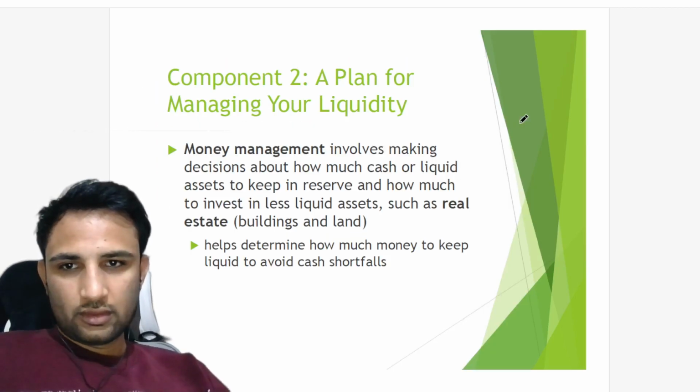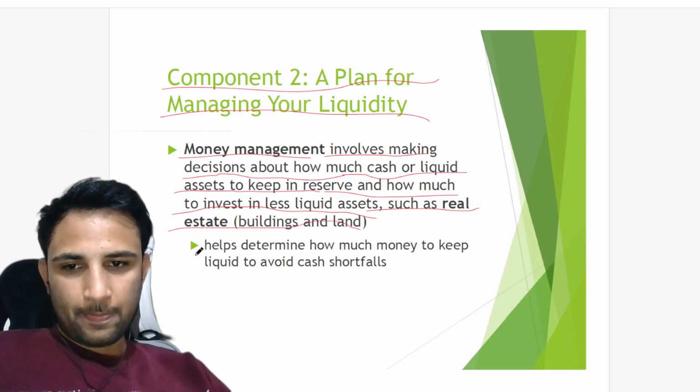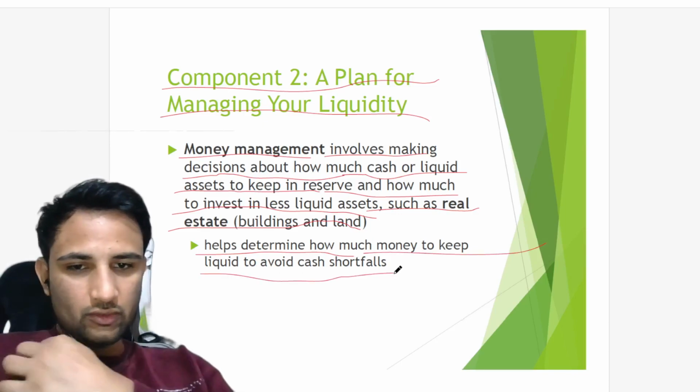Component 2, a plan for managing your liquidity. Money management involves making decisions about how much cash or liquid assets to keep in reserve and how much to invest in less liquid assets, such as real estate, buildings, and land. It helps determine how much money to keep liquid to avoid cash shortfalls.